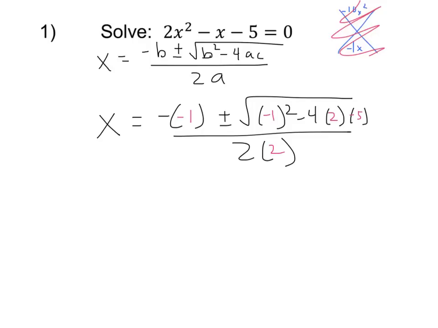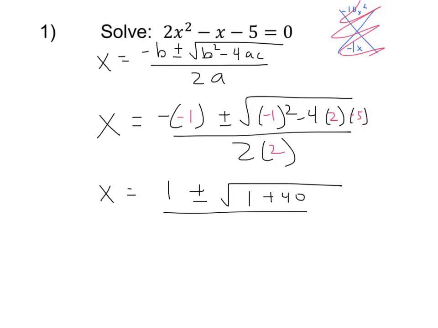Alright, so let's simplify this. The opposite of negative 1, well, that would be positive 1, plus or minus the square root of negative 1 squared, that's 1. And then right here, be careful: negative 4 times 2 times negative 5. Well, negative 4 times 2 is negative 8, and then negative 8 times negative 5 would be positive 40.